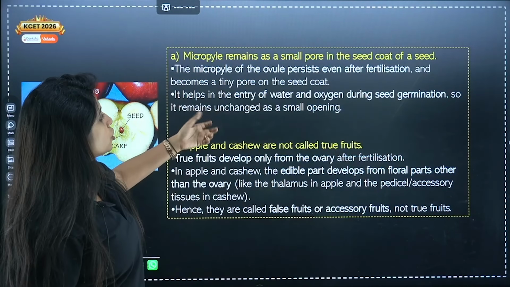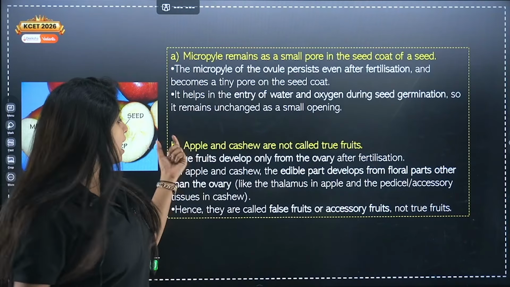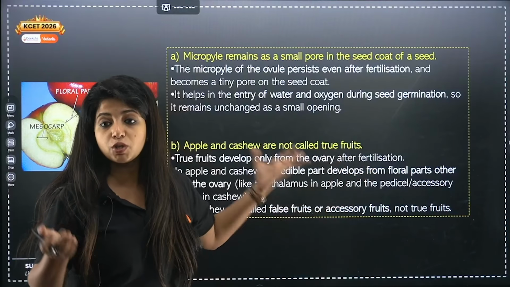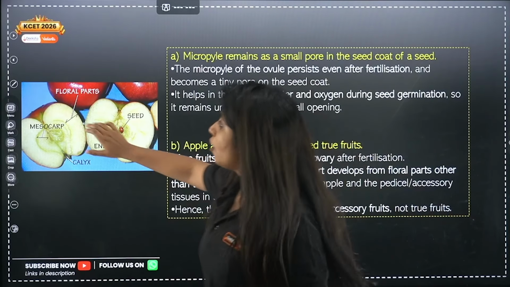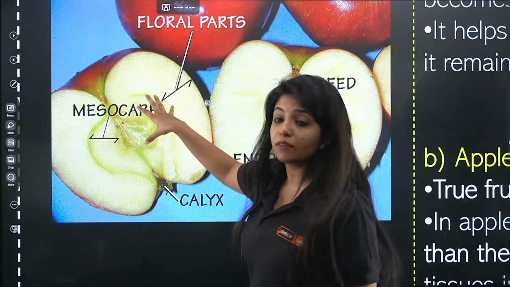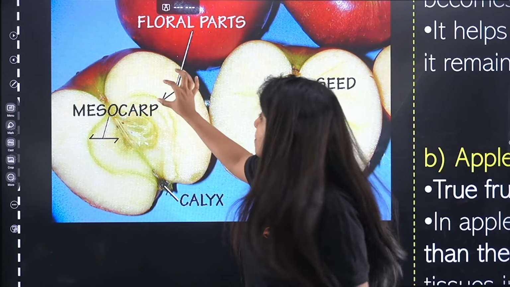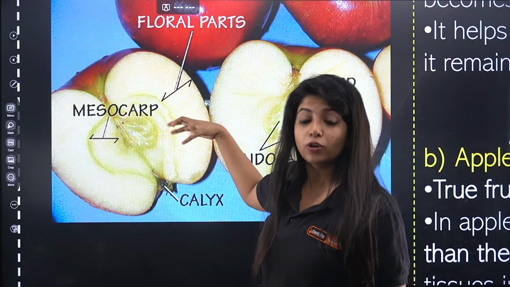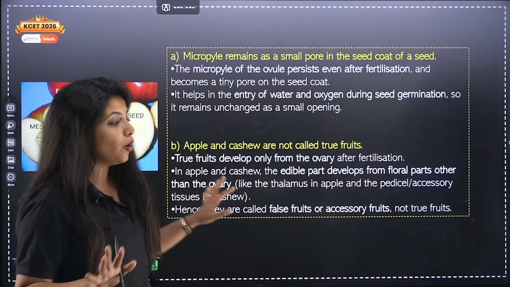So the micropyle remains as a small pore in the seed coat of the seed. Why? Because, my dear children, it helps with the entry of water and oxygen during seed germination, which is very, very important. Apple and cashew are not called true fruits. Why? True fruits develop only from the ovary after fertilization, but here they are developing from other floral parts also. If you see the structure of this apple, here you have mesocarp, endocarp and everything, which is part of the ovary. So the ovary is definitely taking part in the formation of the fruit, but the majority of the part is from the thalamus. Thalamus is another floral part which helps in the formation of the fruit, which is why you call this a false fruit. Always remember that.